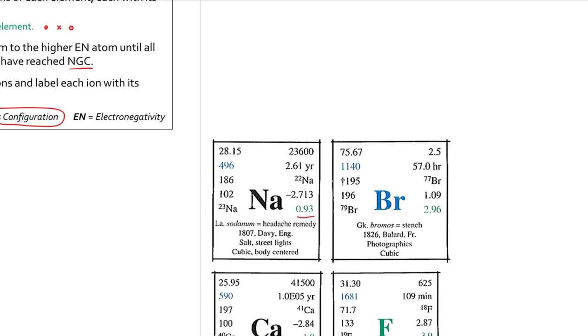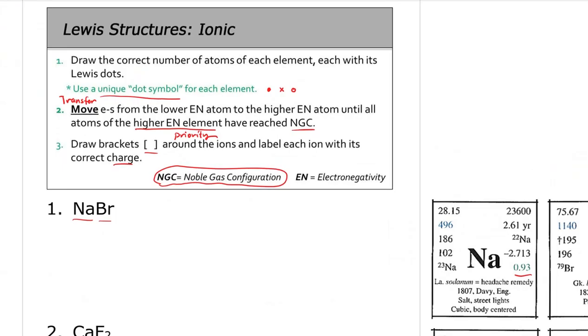We want to look at those electronegativities, and we should be able to subtract 2.96 minus 0.93 gives us a difference of 2.03. Remember, our magic number is 1.66. So since this is greater than 1.66, therefore this is an ionic bond. So we're going to form this as an ionic compound between sodium and bromine. And we're going to follow the steps given here for ionic compounds.